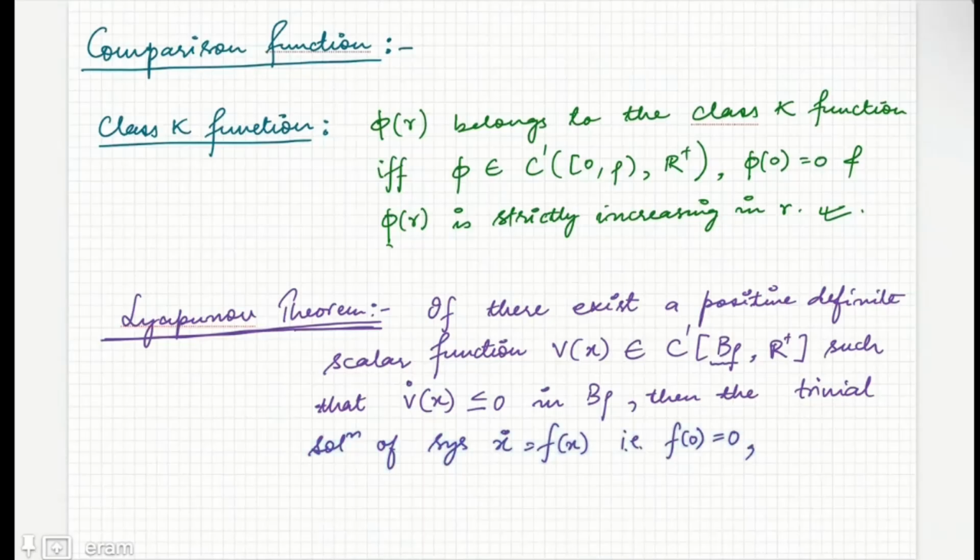So we started with a positive definite function. We defined it over a domain, the neighborhood B rho, which maps to real positive numbers. And if its derivative in that neighborhood, that is around the equilibrium point, is negative semi-definite, so here less than or equal to 0, then the trivial solution, that is nothing but the equilibrium point, which here we are considering as 0, is stable.